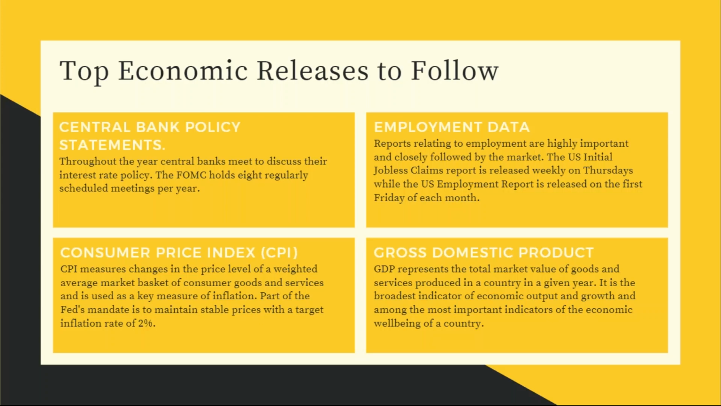Then we've got Consumer Price Index. The CPI measures changes in the price level of a weighted average market basket of consumer goods and services and is used as a key measure of inflation. So the Fed has a dual mandate, and part of the Fed's mandate is to maintain stable prices with a target inflation rate. So they're looking for a healthy rate of inflation of 2%. What the Fed is actually most afraid of is deflation. It's what you saw in the Great Depression, problems caused by deflation.